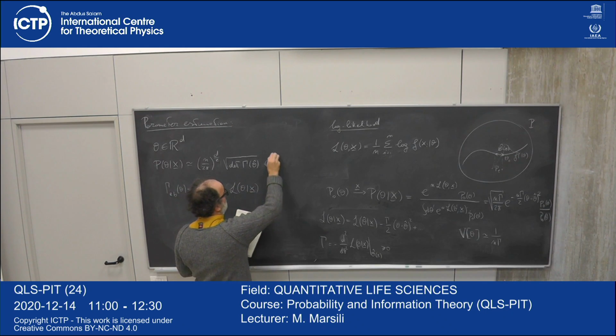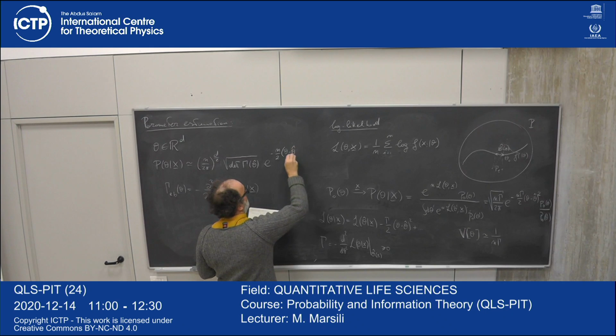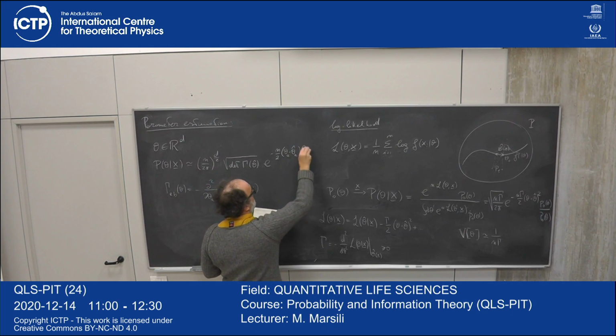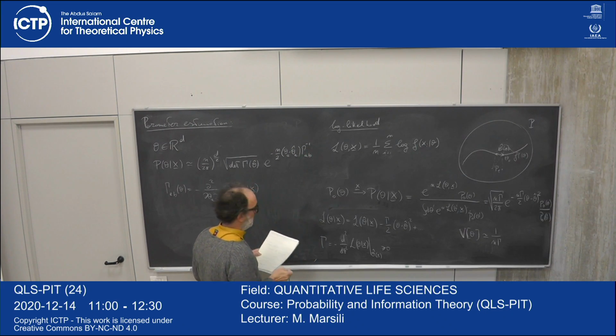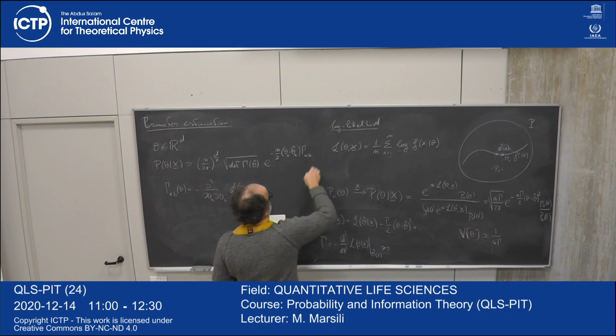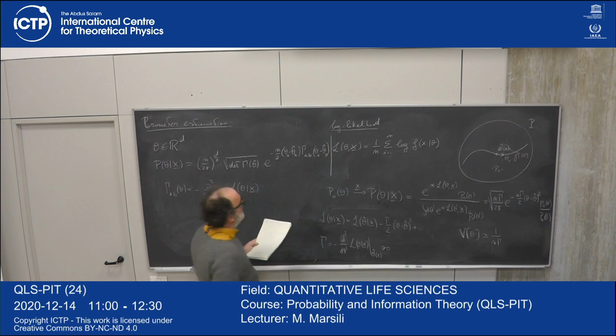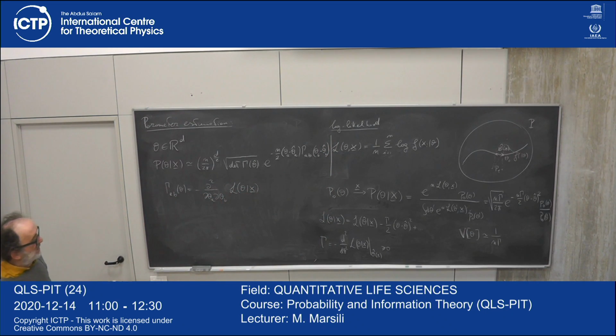And then you have the Gaussian, which is e to the minus n over 2 times theta minus theta hat A, times gamma AB, times theta B minus theta hat B. Okay? So this is just the multidimensional Gaussian. So what does this tell you?